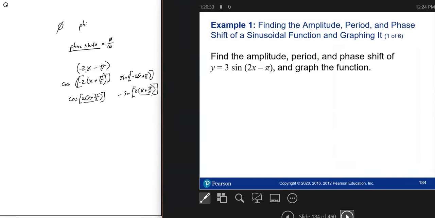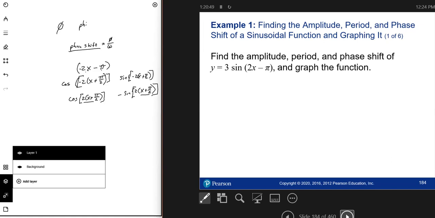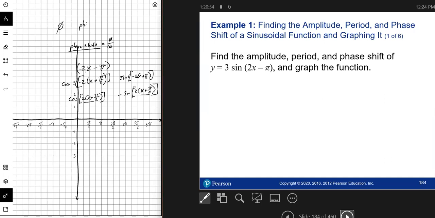Now, for this problem, okay, it's going to be difficult. Oh, I know the problem. I ran out of pages. So I'm going to have to do it this way.